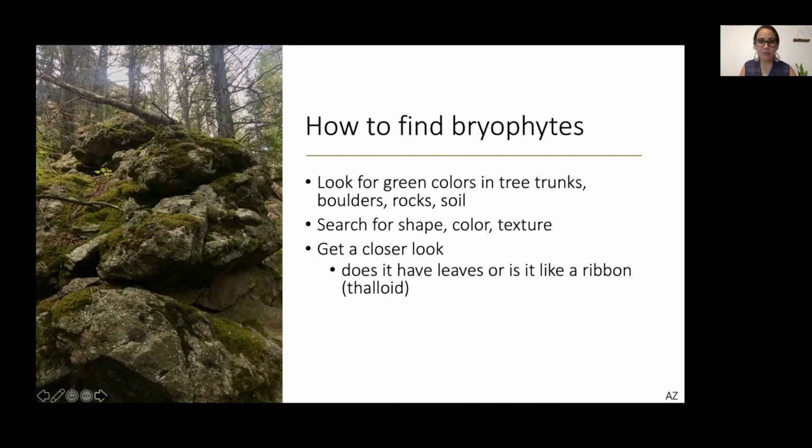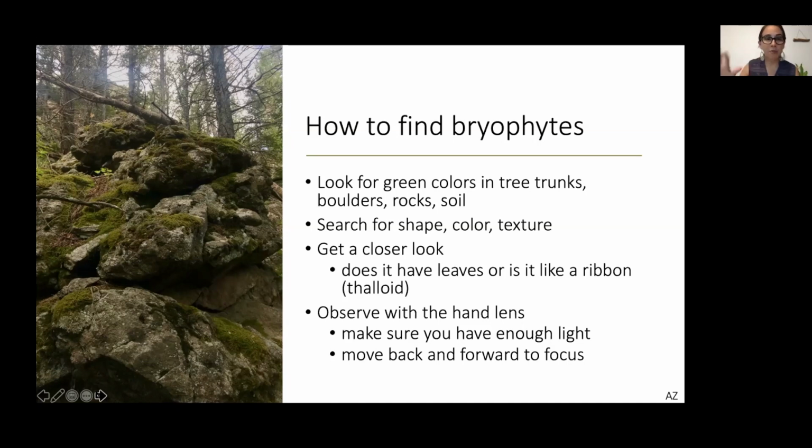Okay, yeah. So you're also going to search for shape, color, and texture. That's why I said this is like a hunt, where you go and you have to search for this thing. So shape, color, and texture, and we're talking about the entire mat or the entire group of bryophyte, it will give you a better idea of what the species is. So sometimes from far away, if you see a special type of growth, you can look at it and see what it is. You can probably identify it.